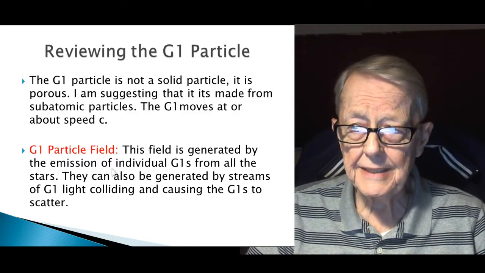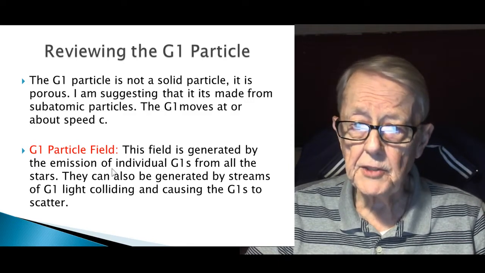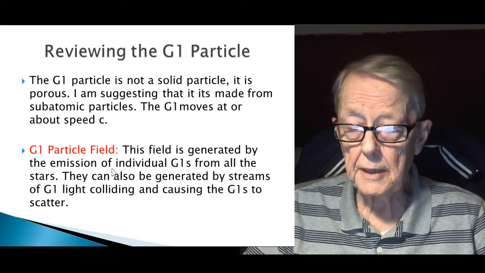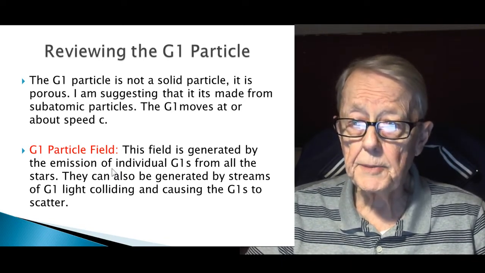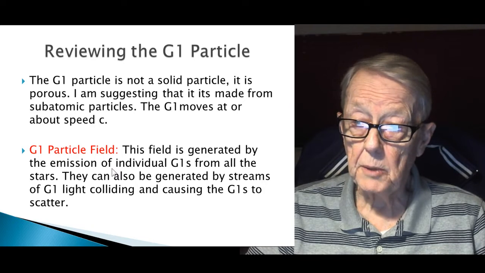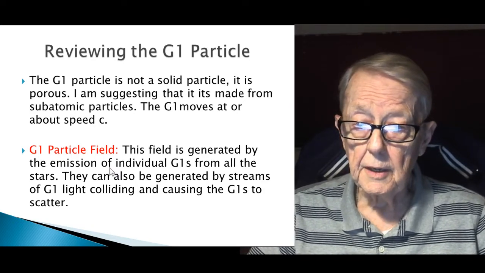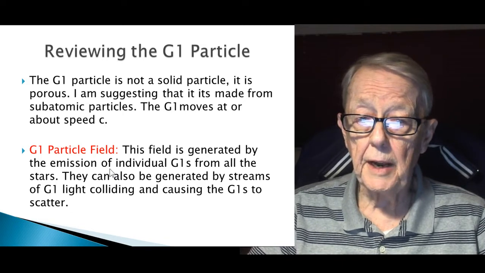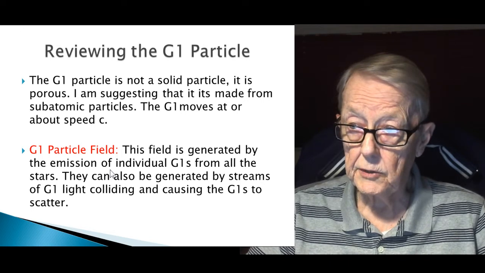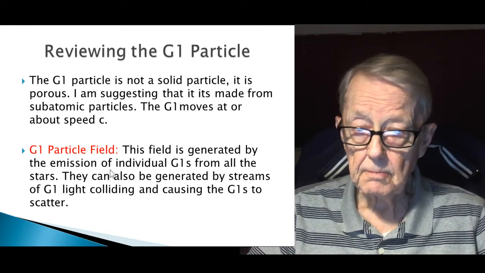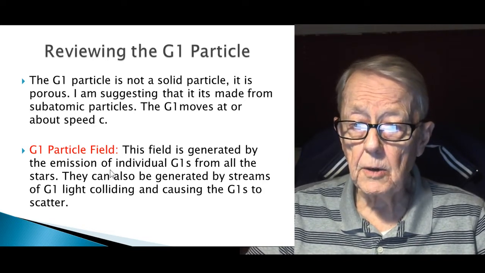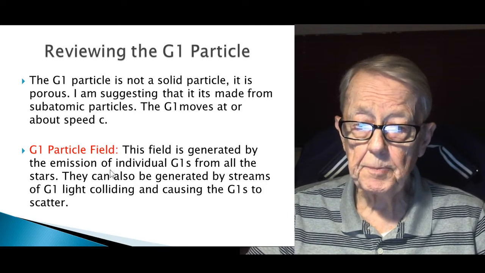The G1 particle is not a solid particle. I say particle all the time, and people seem to think it's a solid particle, and it's not. It's porous. I'm suggesting that it is made from subatomic particles. That's what makes it porous. The only way that a mechanical model can have an object put together and be porous, to the extent that we say it, is to have subatomic particles below it. And of course, the G1 moves at or about speed c.